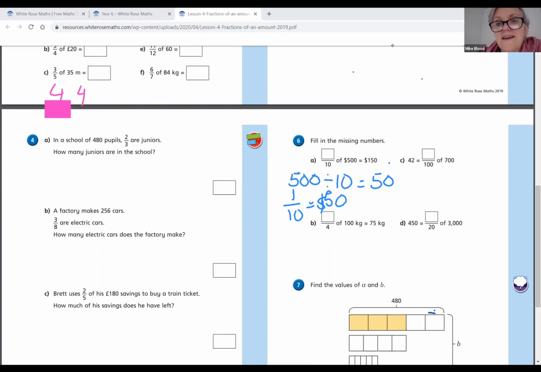Okay, so how many tenths equals $150? Well, 50 times 3 equals 150. So that must be 3/10, because 1/10 is $50, 2/10 is $100, 3/10 is $150.